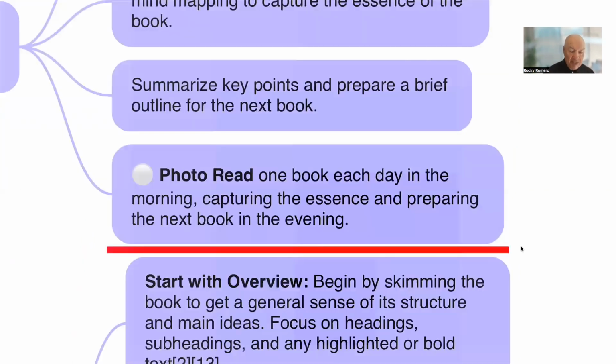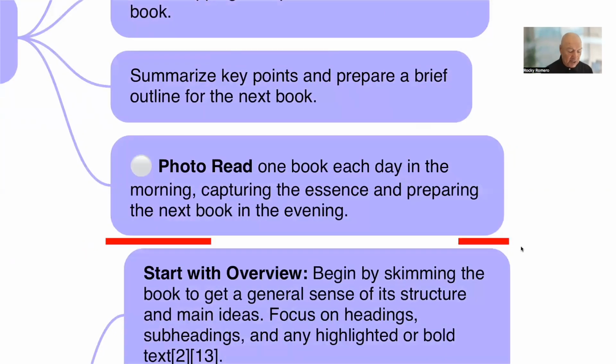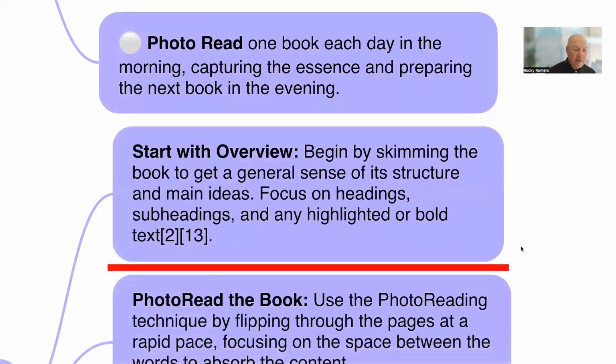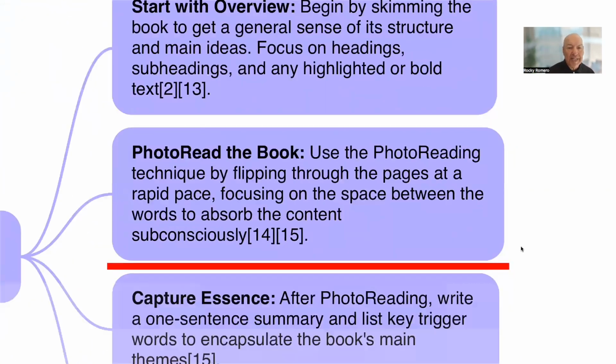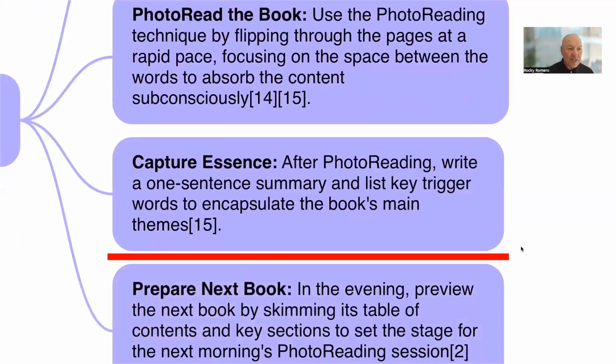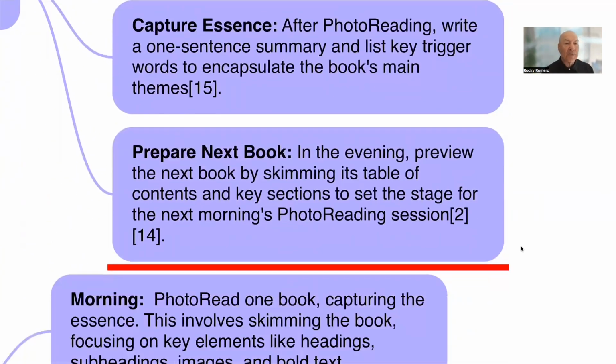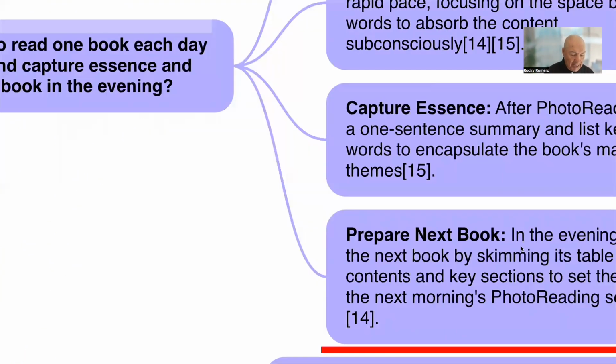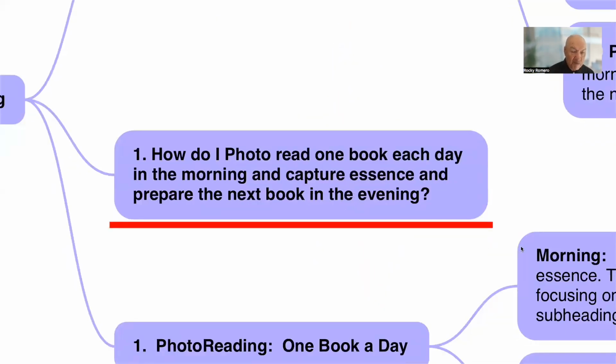Photo reading is one of the things that personally I want to do on a daily basis. It starts with an overview, skimming through the information, actually photo reading the book by flipping through the pages at a rapid pace, and trusting that your subconscious is going to capture that information. Capturing that essence, you could write a one-sentence summary if you like, or trigger words. And then, of course, prepare the book for reading in the evening by going through it more specifically. So that's been part of reading a book a day.